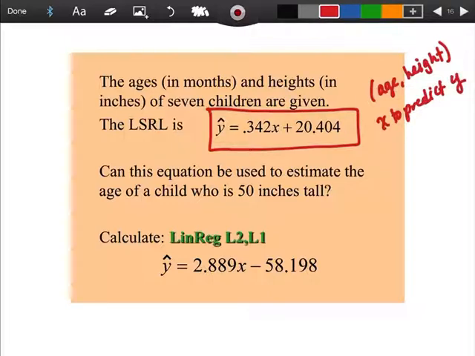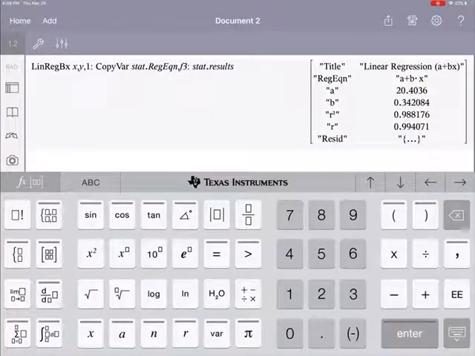So we used X to predict Y, or we used age to predict height. Can we use the same equation to go backwards? Can we use height to predict age? I would recommend that you create the new equation and see if it's the same.